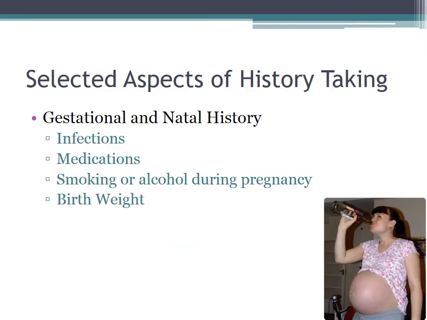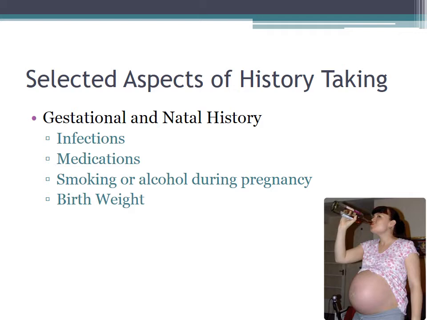So let's talk about gestational and natal history. Infections is something to ask about. You can have maternal rubella, particularly during the first trimester of pregnancy, that could result in multiple anomalies, particularly cardiac defects. Infections like CMV, herpes, and Coxsackie can be teratogenic if they occur in early pregnancy, and infections with these viruses later in pregnancy can cause myocarditis. HIV can be associated with infantile cardiomyopathy.